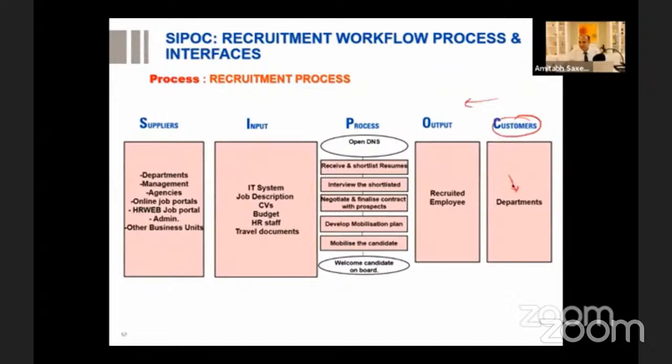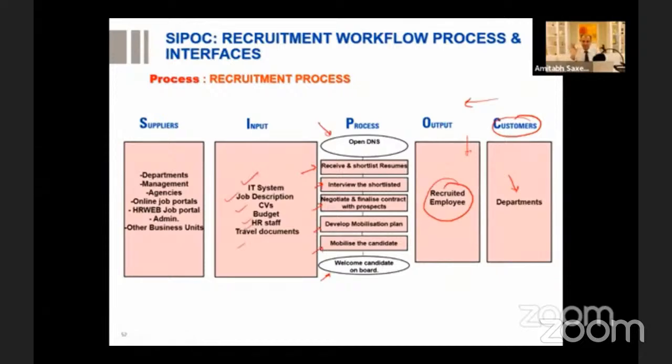So identify the customers, say the departments are the customers, and the output is the recruited employee. And we are talking about the process, right? Recruitment process. So the process is: open the IT system, receive and shortlist the resumes, interview the shortlisted candidates, negotiate, develop the mobilization plan, mobilize the candidate, and welcome the candidate on board. Inputs are IT system, job description, CVs, budget, HR staff, travel documents, and these are the suppliers of those inputs. So now I'm having a systems mindset.